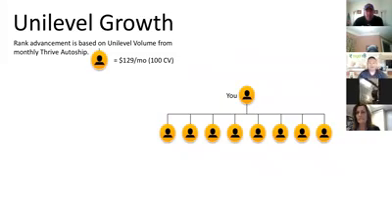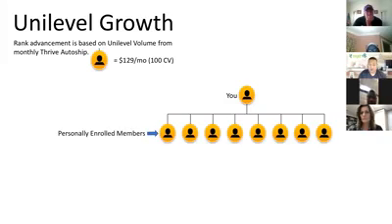Awesome. So the next is the unilevel. The unilevel is how we actually rank advance. So rank advancement is based on our unilevel volume. As you guys know, the unilevel volume is from our Thrive product. $129 is paid every month. $100 in commissionable volume is placed into your unilevel organization, and that's what we use to rank advance.